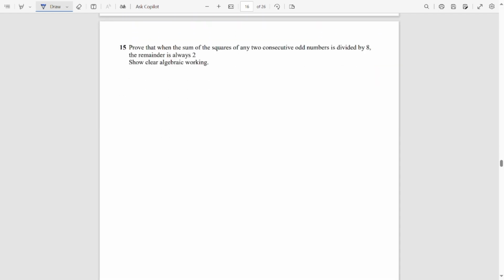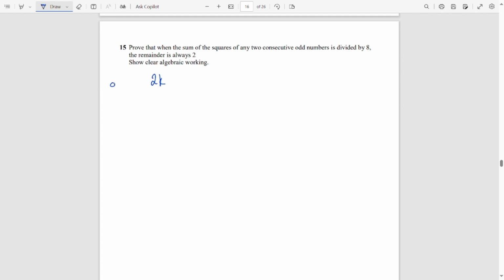Okay, here we have a proof question. Prove that the sum of the squares of any two consecutive odd numbers, when it's divided by 8, the remainder is 2. Show clear algebraic working. So often for these kind of proof questions, they use either odd or even numbers, and you need to know how to define them. Even numbers are 2k. So this is the definition here of an even number. k could be any number. If you take any number and multiply it by 2, then you know the result is always even, and every even number can be expressed this way. 10 is an even number, which is 2 times 5.